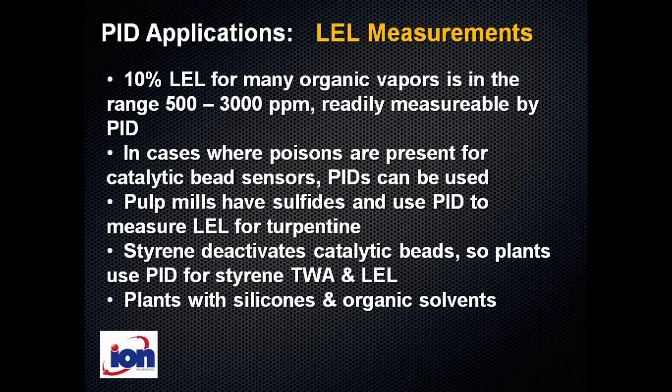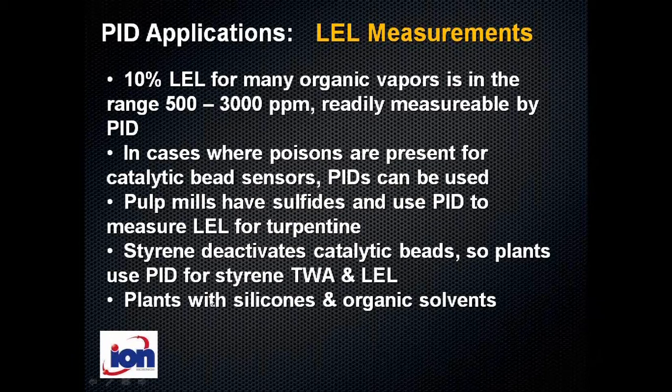Some examples include pulp mills that have sulfides present, and these will deactivate the catalytic bead sensors in a fairly short amount of time. But you also have turpentine in these pulp mills, and they need to measure both the toxicity levels of the turpentine and the potential explosion limits in areas where they have high levels of this. Styrene is similar. Styrene will deactivate the catalytic beads very quickly, and so styrene plants use PIDs often for both TWA of the styrene, which is fairly toxic itself, and for LEL measurements.